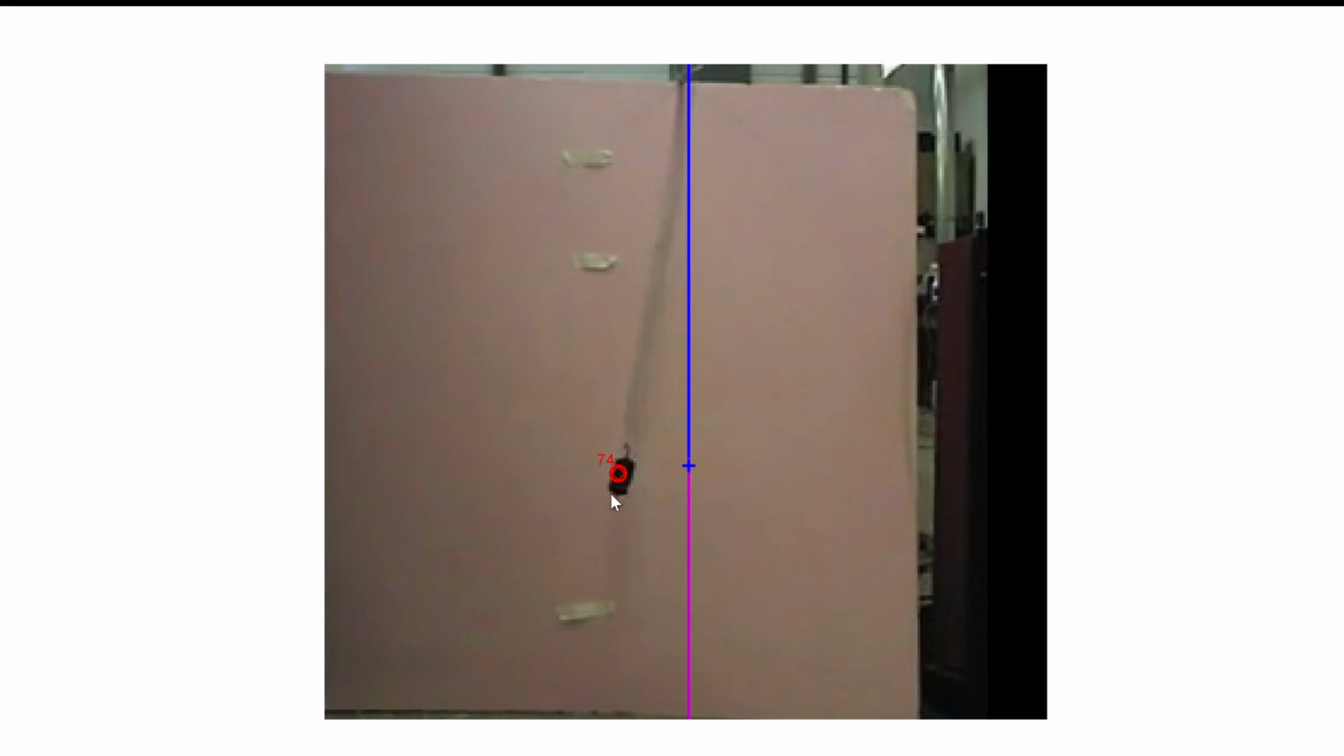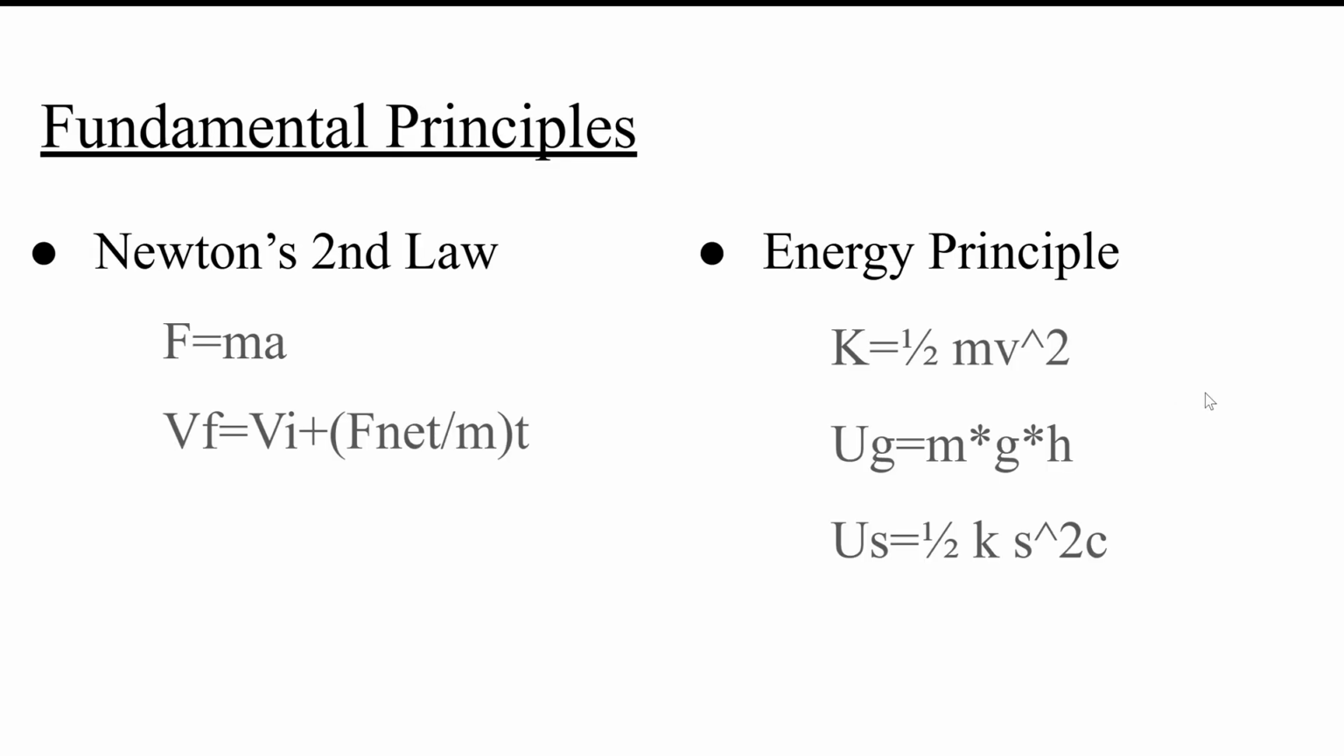We used Tracker to analyze the motion and create data points for both the x and y value, but we did not consider third-dimensional movement to simplify our calculations. We used this lab to examine two fundamental principles, one being Newton's second law, which is F equals ma, which can be derived into the equation velocity final equals velocity initial plus the net force divided by mass times t, which you'll see us use later in the Python script.